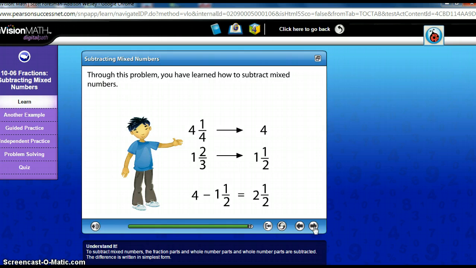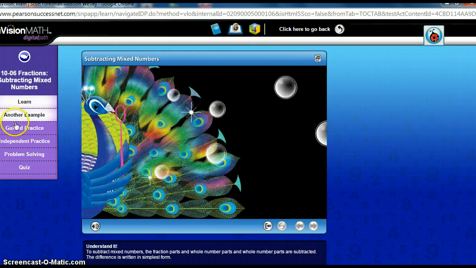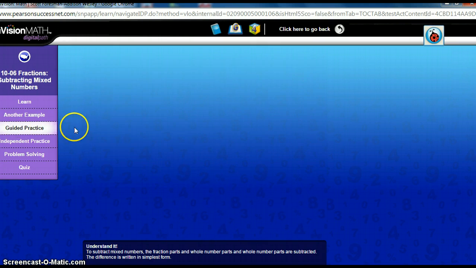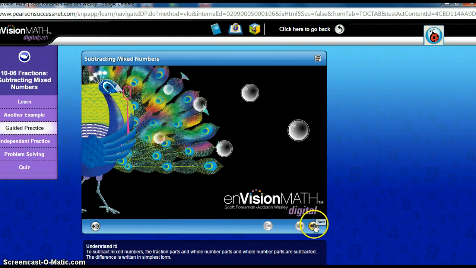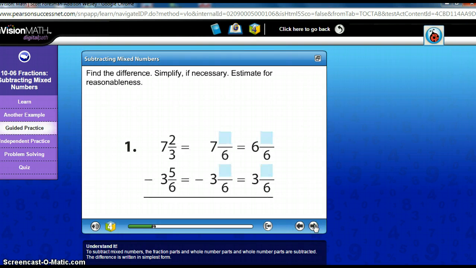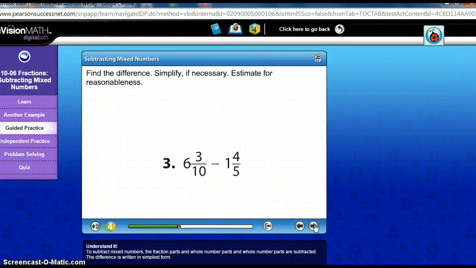Through this problem, you have learned how to subtract mixed numbers. Let's do some guided practice problems. Okay, we're just going to find the difference.